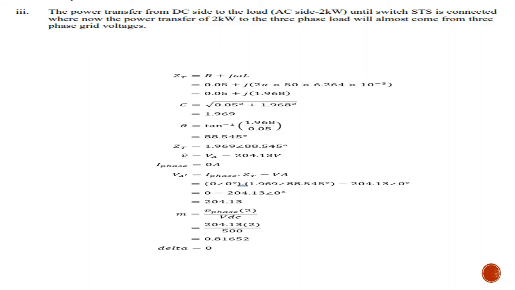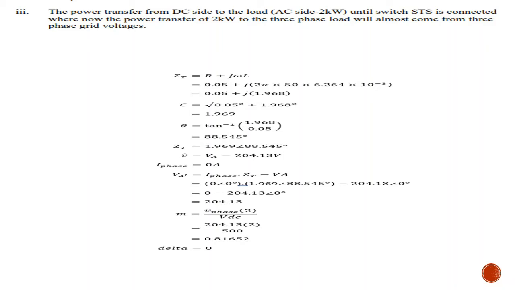For the third condition, the question states the power transfer from the DC side to the load is 2 kW until the switch STS is connected, where now the power transfer of 2 kW to the three-phase load will almost come from the three-phase grid voltages, which means the power is coming from the grid.